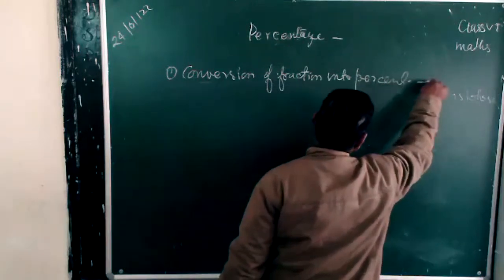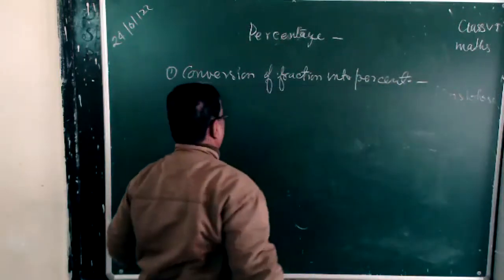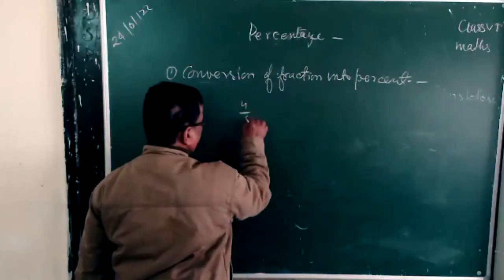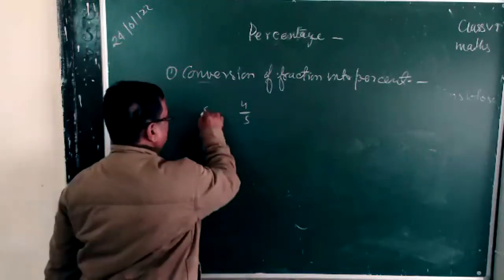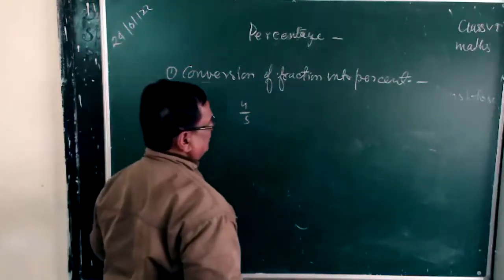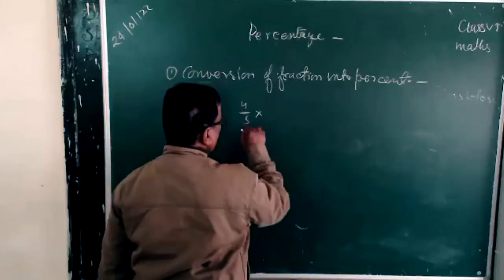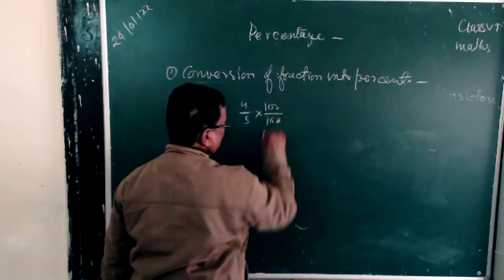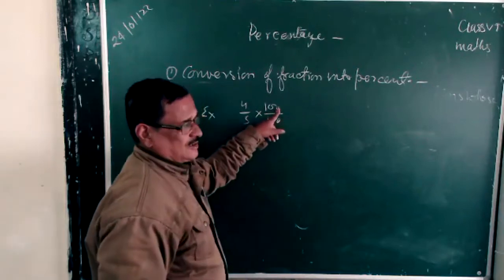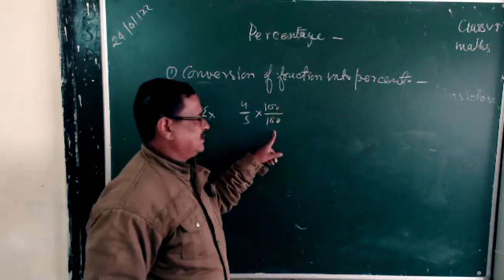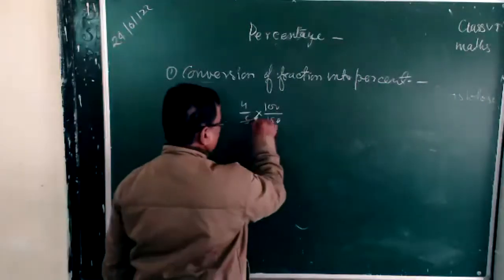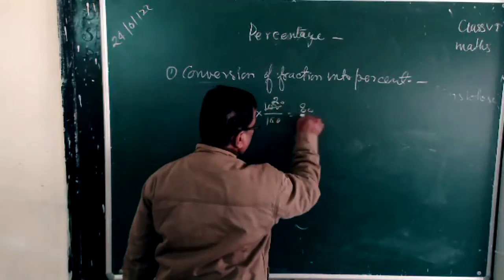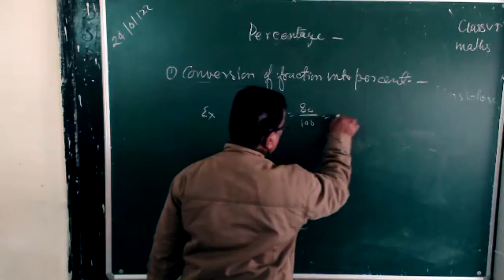percent or percentage. Any fraction given, suppose you have 4 by 5, want to convert into the percentage, then what you do? You bring the denominator to 100. I multiply by 100 with numerator and denominator, there is no change. Now this 100 cut by 5, 20 coming, you get 80 by 100, you can write 80%.